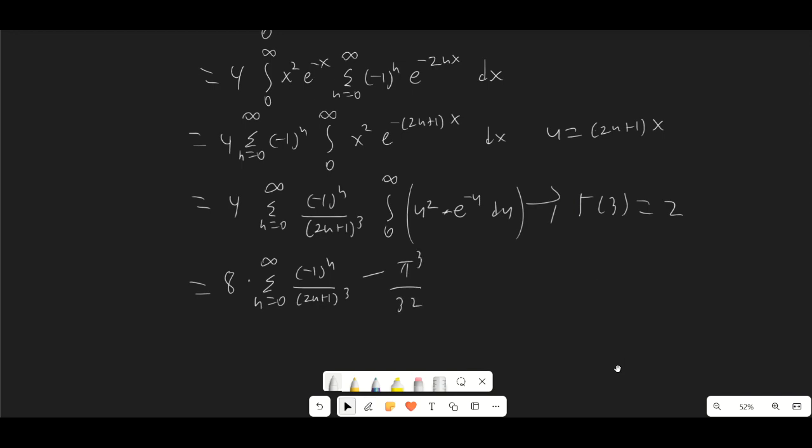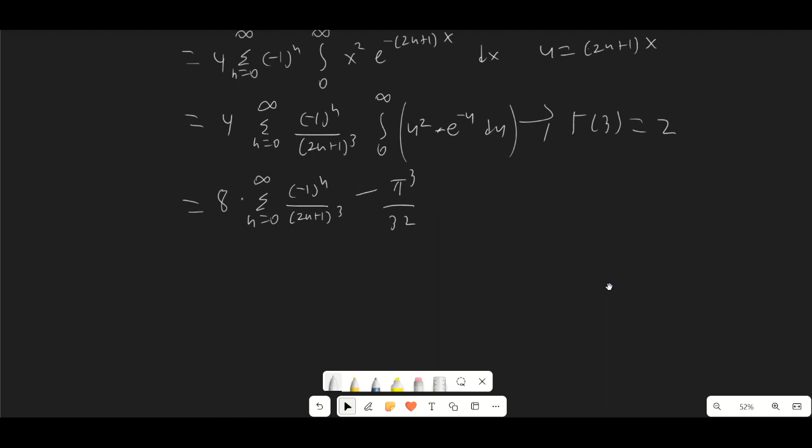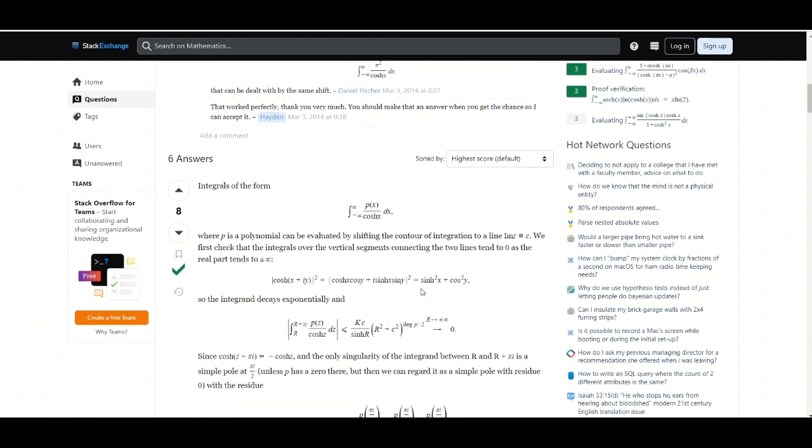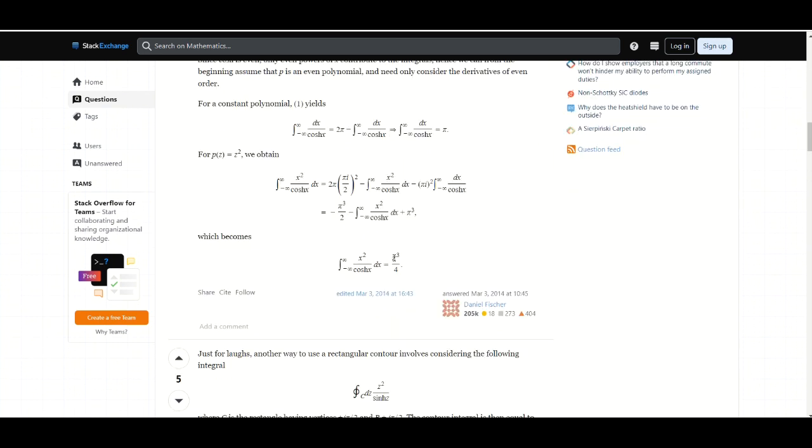I actually have a whole video on 3 separate methods on how to evaluate this summation if you want to see it. And so overall our answer is going to be pi cubed over 4. And the great thing is, now that I've solved this problem, I can actually just go ahead and check on that StackExchange page to see if I got the right answer. So let's just go ahead right here. Yep, pi cubed over 4.